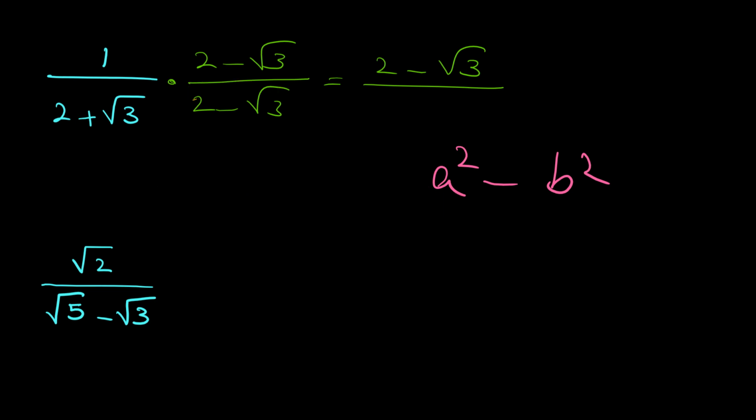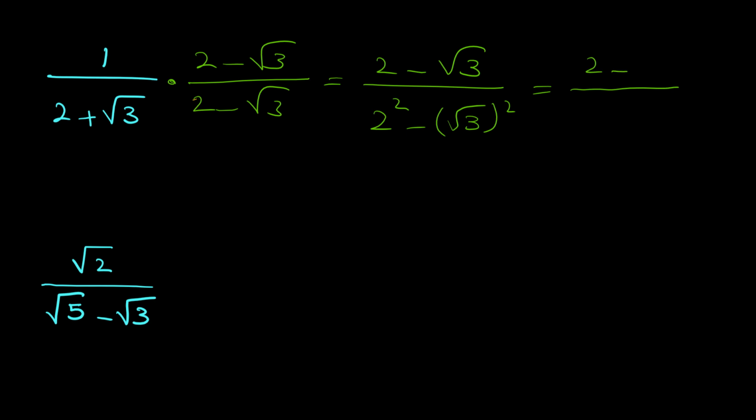So what is the answer here? The answer is a to the 2. What is a? A is 2. So the answer in the denominator is 2 to the 2 minus radical 3 to the 2. In the numerator we have 2 minus radical 3. In the denominator, 2 to the 2 is 4. Radical 3 to the 2 is 3 because the power 2 with the radical cancels. So in the denominator we have 4 minus 3, but 4 minus 3 is 1. So the denominator is only 1. So basically this is equal to 2 minus radical 3, because anything divided by 1 is the same expression.